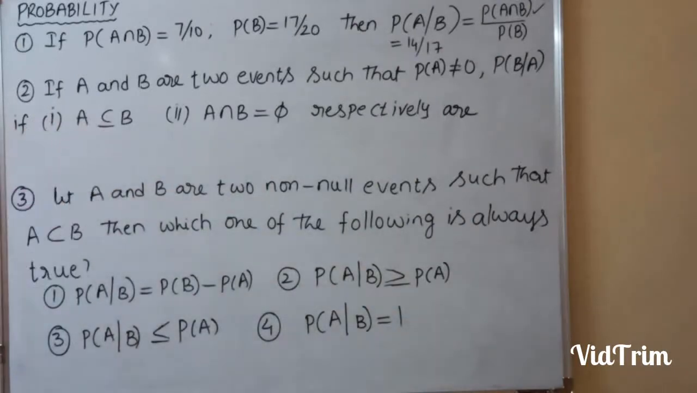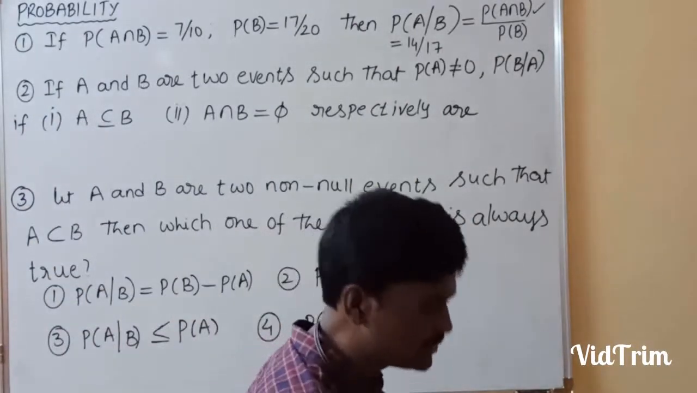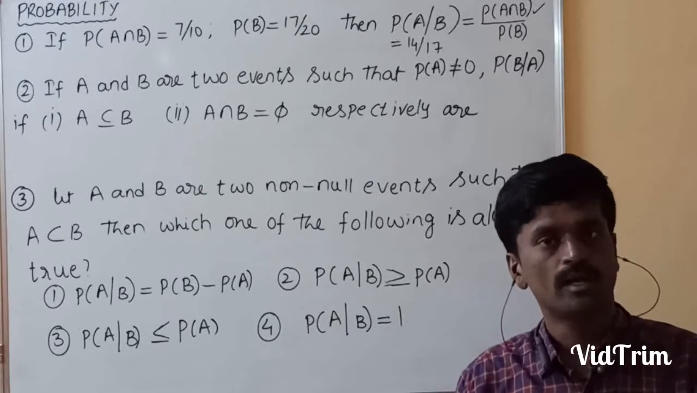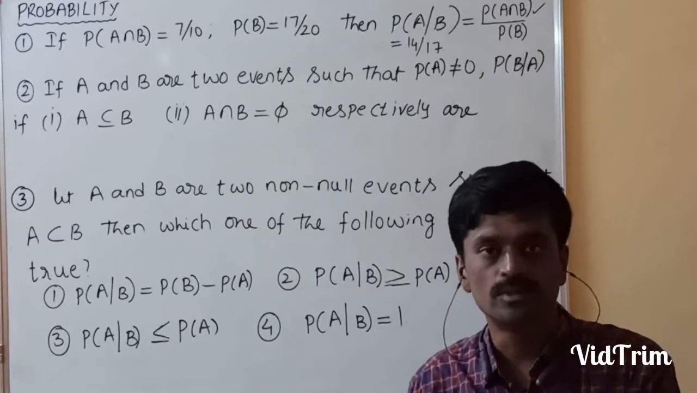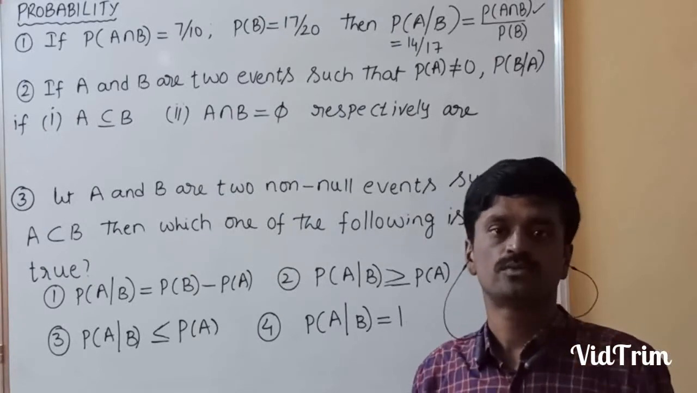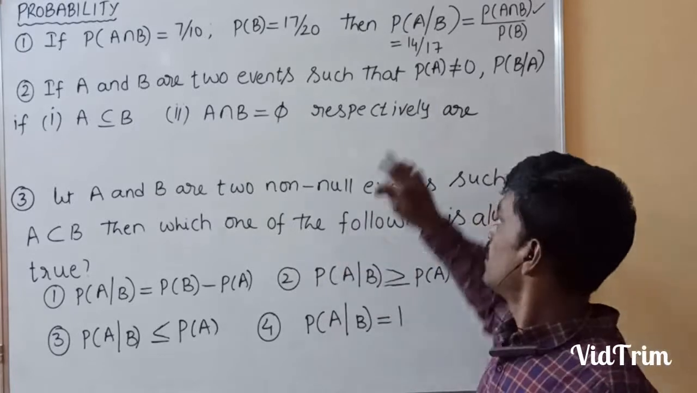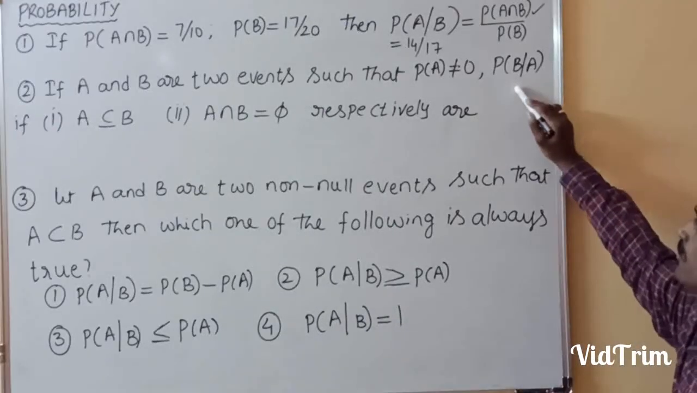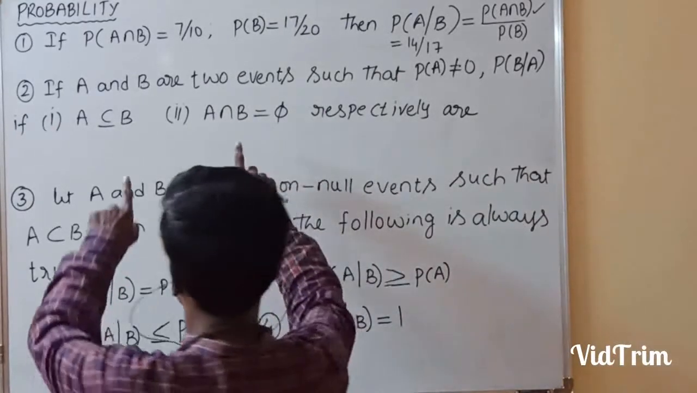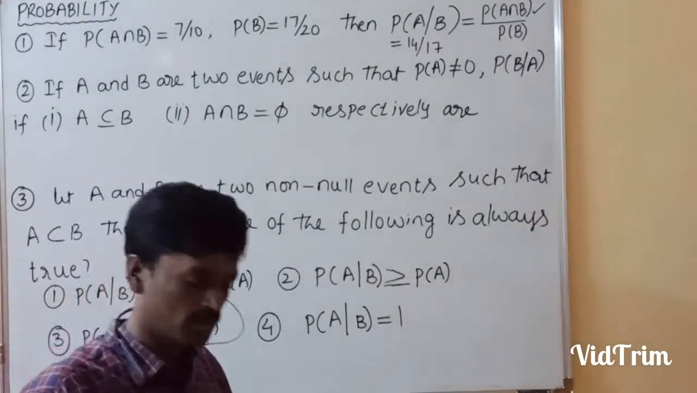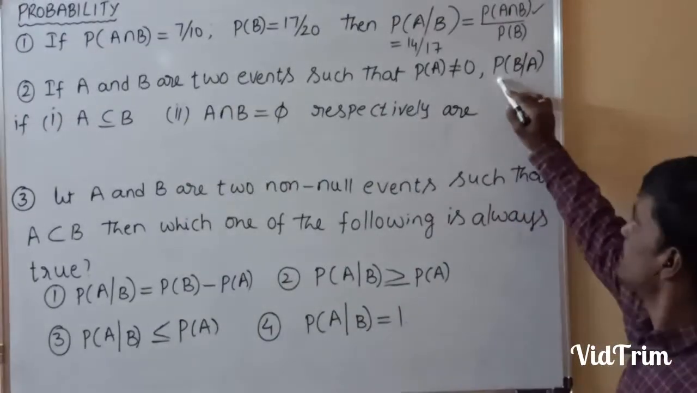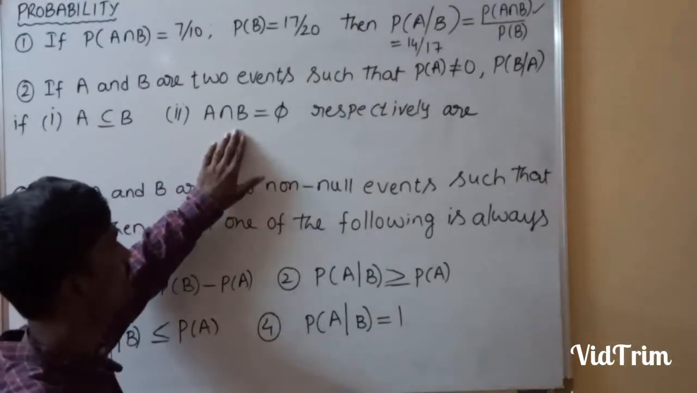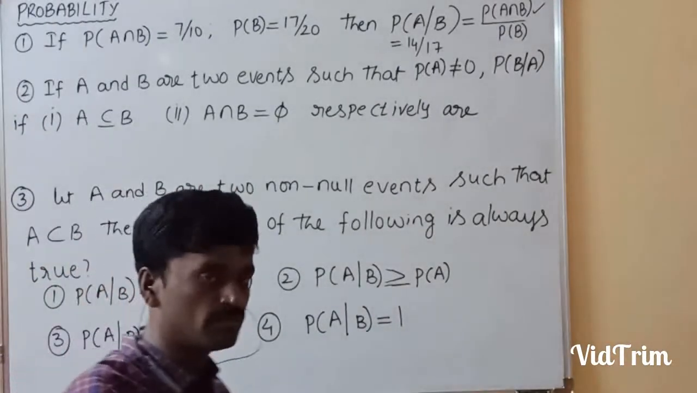Observe, if A and B are two events such that P of A is not equal to 0. P of A not equal to 0 means A is not an impossible event; A is some possible event. P of A equal to 0 means A is an impossible event. We have to find P of B by A in two cases: when A is a subset of B, and when A intersection B is equal to phi.